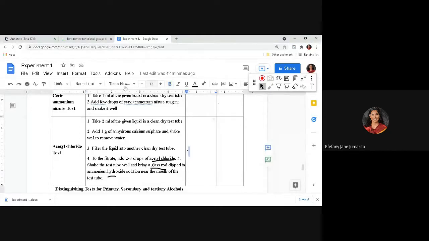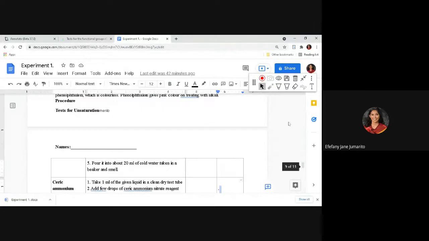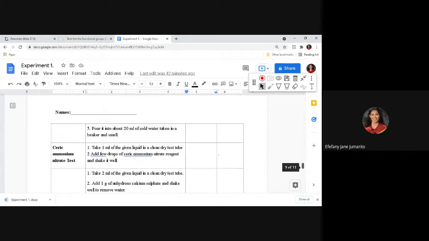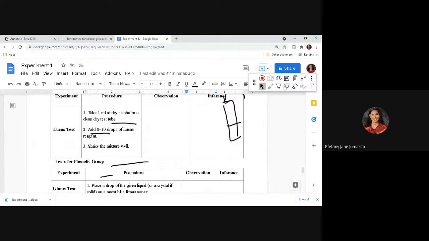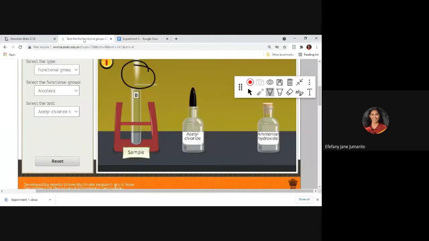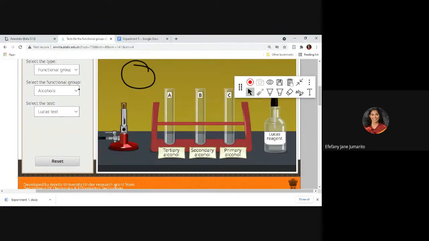All right. Now, we have the Lucas test, class. This is a test for determining whether it is a primary alcohol, a secondary alcohol, or a tertiary alcohol. So this one will be our last test. We are almost done, class.